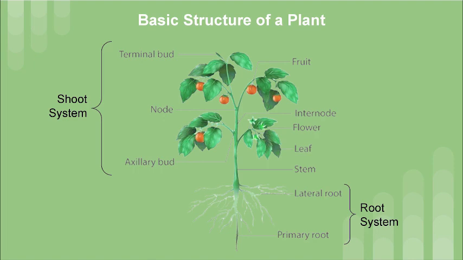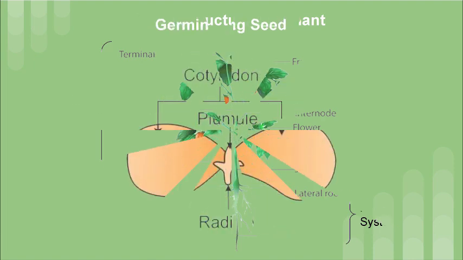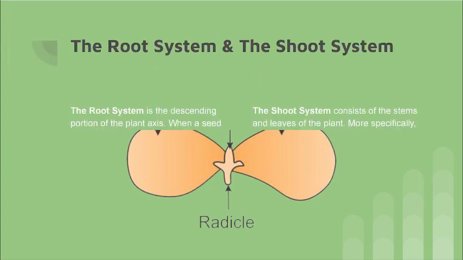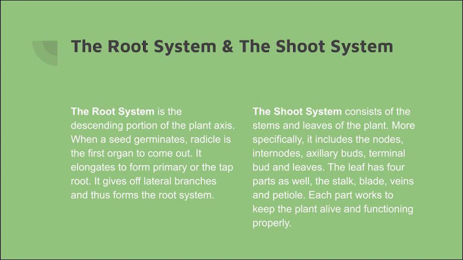Second one is the shoot system. It is an aerial system, usually above the soil, and originates from the plumule. This portion consists of stem, branches, leaves, flowers and fruits. This diagram will help you to understand where the roots and the shoot of the plant originate. The plumule moves in the upward direction to form the shoot portion and the radicle goes down in the soil to form the root portion. Now you can see the difference between the root system and the shoot system.